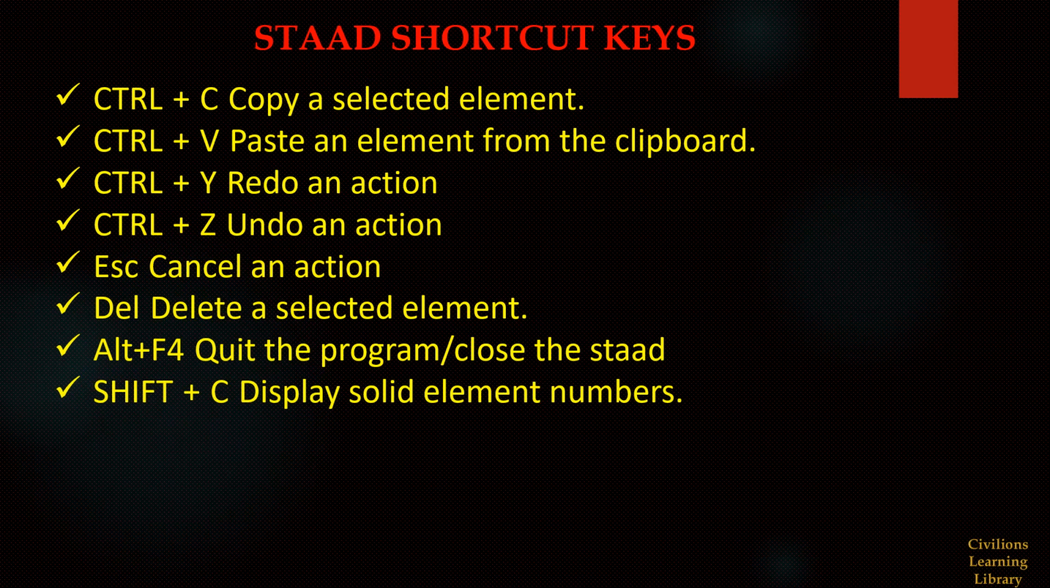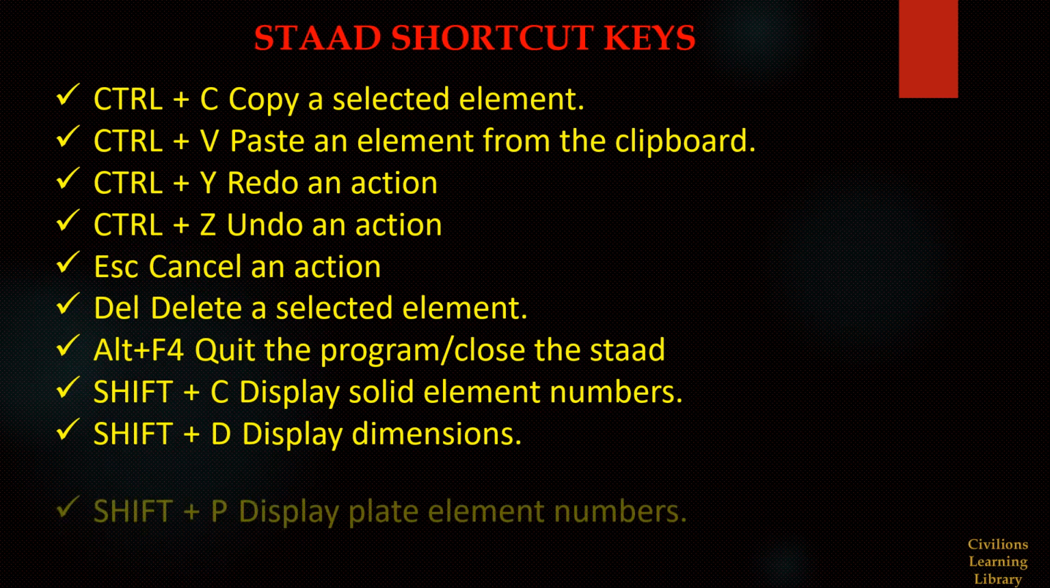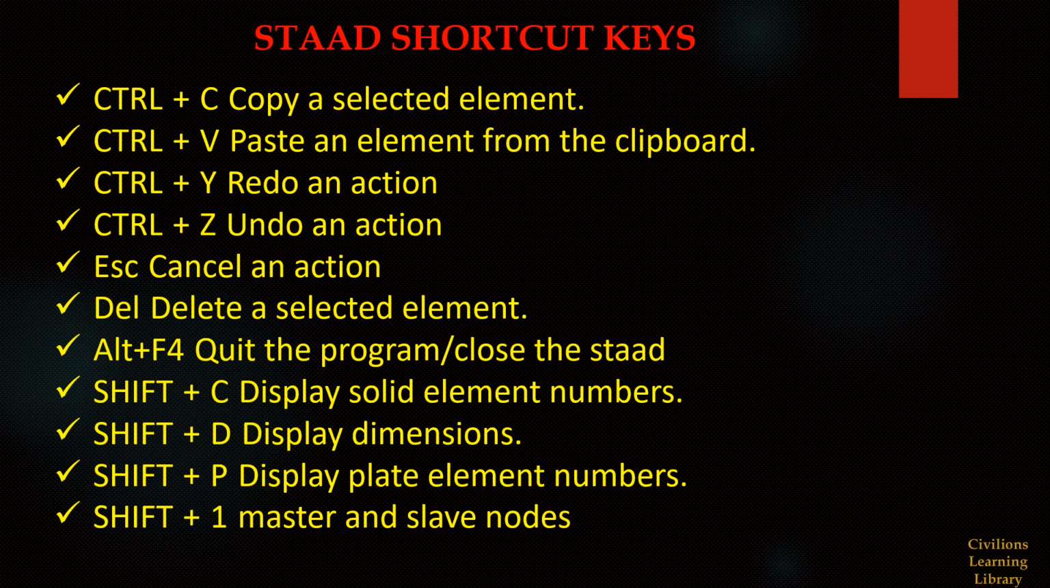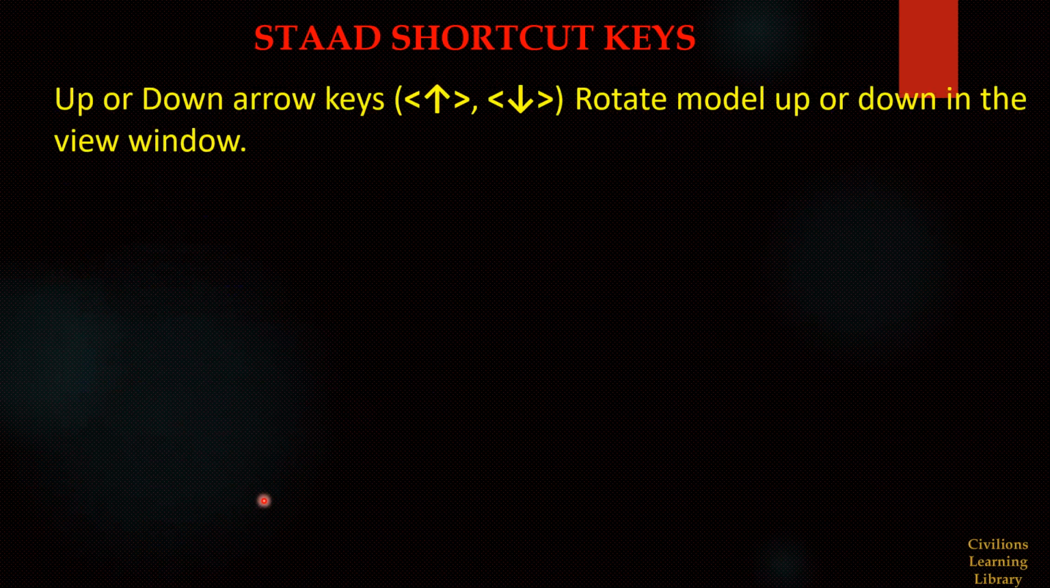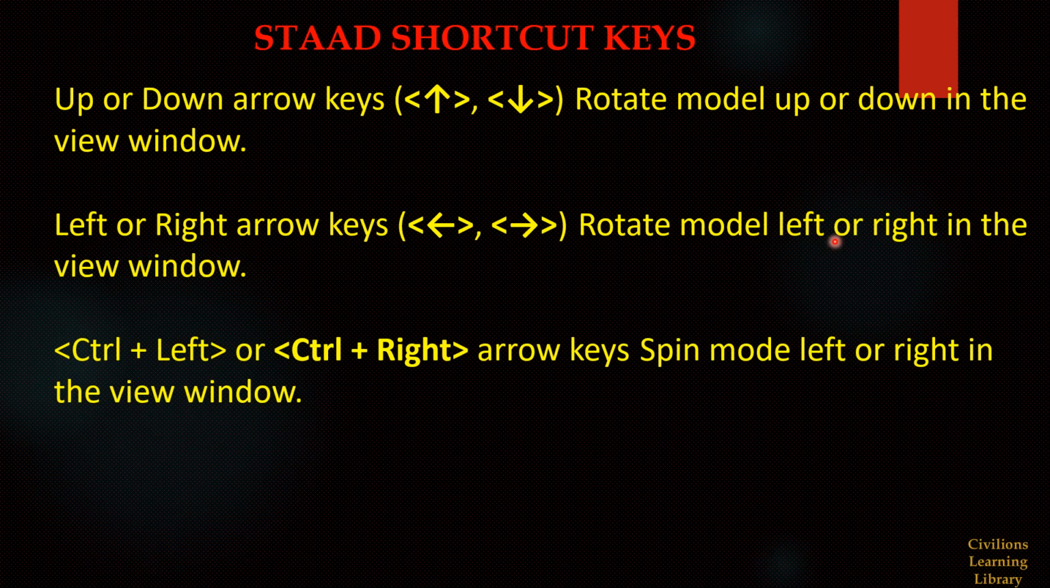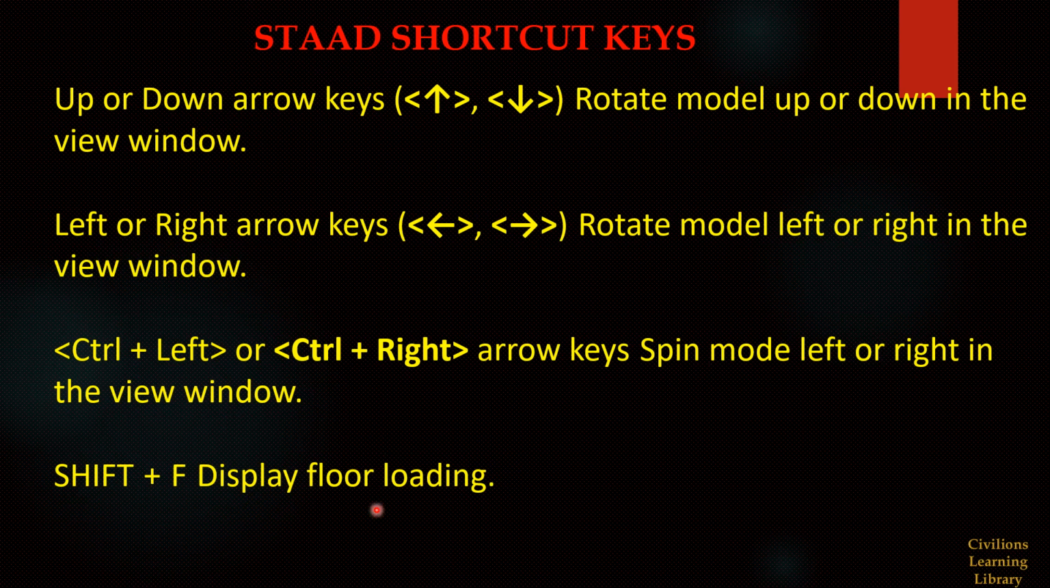Shift plus C shortcut key is used to display the solid element numbers. Shift plus D is used for dimension display. Shift plus P is used for displaying plate elements. And Shift plus 1 is used for the master and slave nodes. Up or down arrow keys are used to rotate the model up or down in the view window. Left or right arrow keys are used to rotate the model left or right in the view window. Control plus left or Control plus right arrow keys are used to spin the model left or right in the view window. And Shift plus F is also used to display the floor loading.